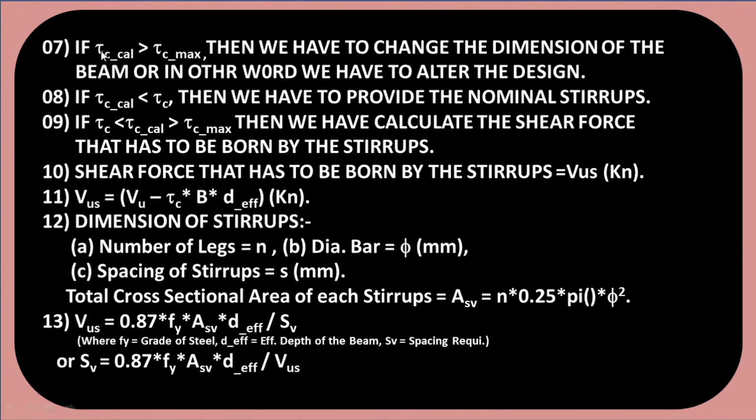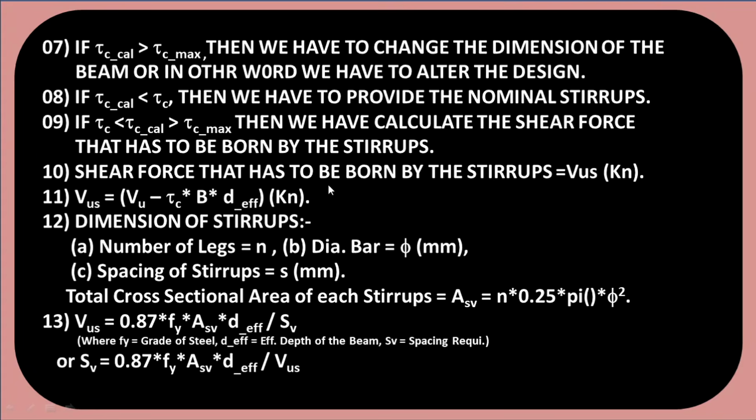If tau C cal greater than tau C max, then we have to change the dimension of the beam, or in other words, we have to alter the design. If tau C cal less than tau C, then we have to provide the nominal stirrups, that means minimum stirrups. If tau C cal greater than tau C but less than tau C max, then we have to calculate the shear force that has to be borne by the stirrups.